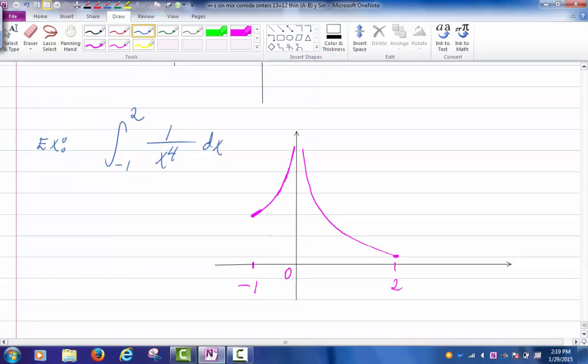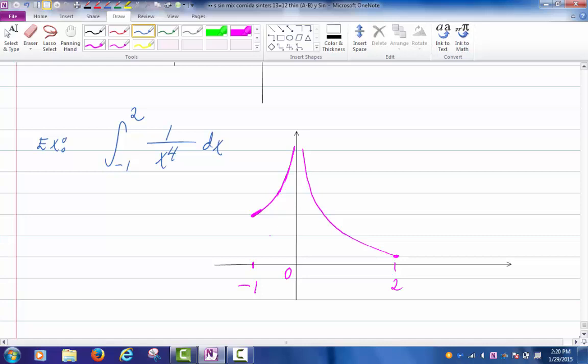Let me show you one example as quickly as I can: the integral from negative 1 to 2 of 1 over x to the 4 dx. What's the graph of 1 over x to the 4? At 0, I have an asymptote. The function goes to infinity on the left side of 0, and on the right side of 0 the function also goes to infinity. So that's the graph, and I'm trying to integrate from negative 1 to 2.